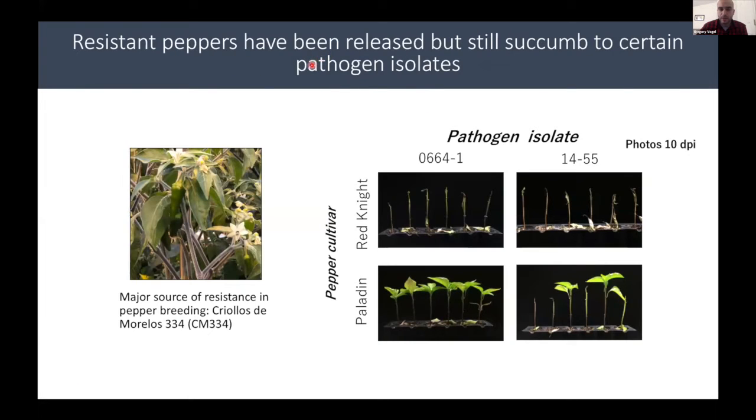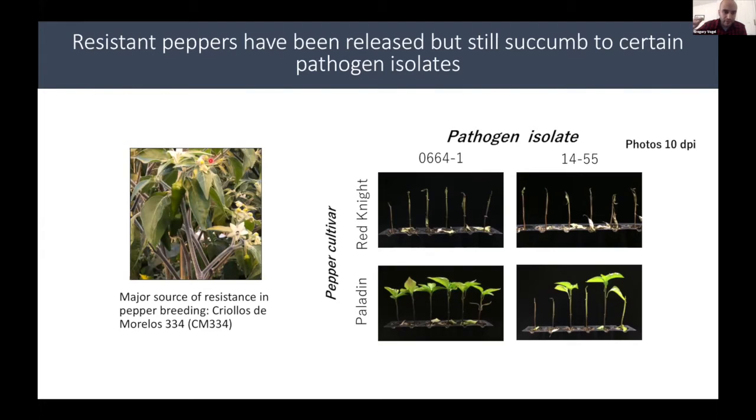So compared to some other crops, pepper is somewhat unique as a host crop of Phytophthora capsici in the sense that it's the only crop where there are resistant varieties that are commercially available. Plant breeders have discovered resistance in a variety of different peppers from around the world. One of the most important is the serrano pepper on the left that was reported in the 1960s from the Mexican state of Morelos. This pepper is called Criollos de Morelos 334, or CM334 for short. And genes from this pepper landrace, as well as some other peppers, have been introgressed into modern pepper varieties to release resistant hybrids to growers.